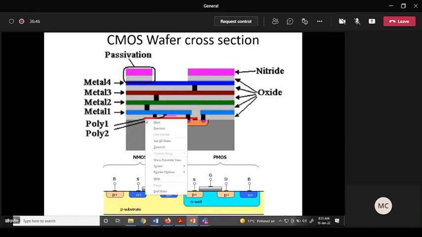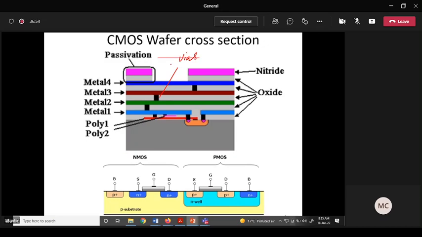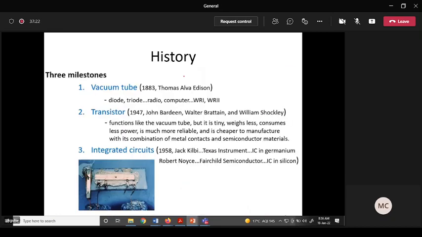Okay, so these are known as vias, or if it is a single one, it's called via. These are very useful to connect them if you need. And if you don't need, you put oxide between those two layers, and you can separate them. Anyway, so this is a cross section of a CMOS wafer, and let's go back to history a bit.